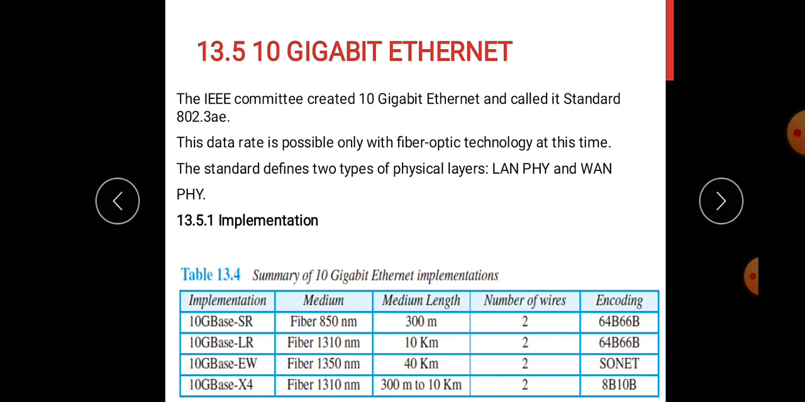The standard defines two types of physical layers: LAN physical layer and WAN physical layer. The first is designed to support existing LANs. The second is designed for WANs with a link connection through SONET OC-192. The implementation is shown in the table.